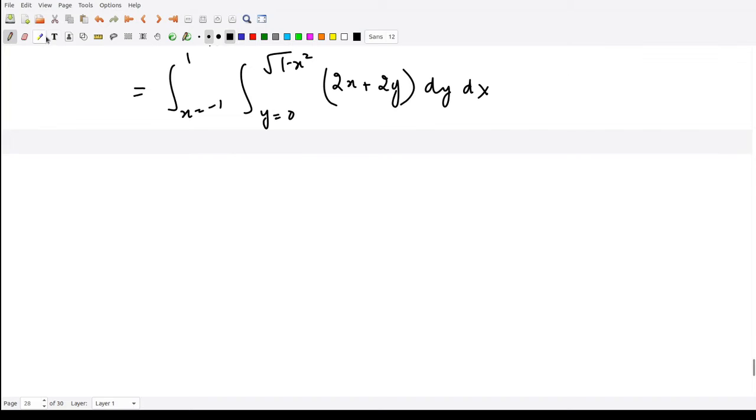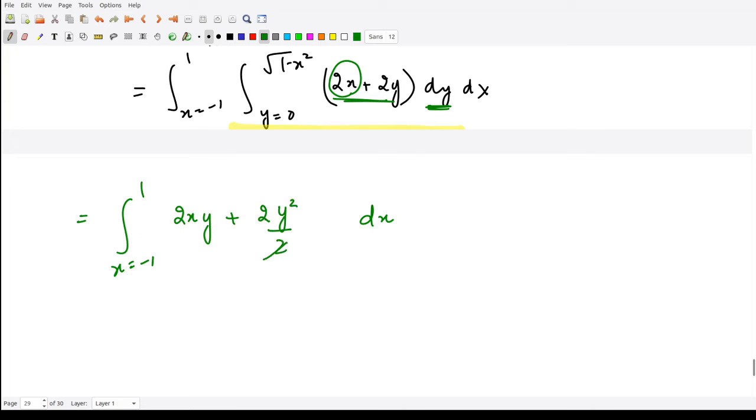Firstly, we'll perform the integration with respect to y for this quantity. So we will have the integration, x varying from minus 1 to 1, dx as such, and the integration with respect to y for this quantity. Now 2x would be treated as constant, so it would be 2x into y, and the integration of 2y would be 2y square by 2. So this 2 and 2 cancel, and the limit for y is from 0 to the square root of 1 minus x square. So let us substitute the limits here for y.